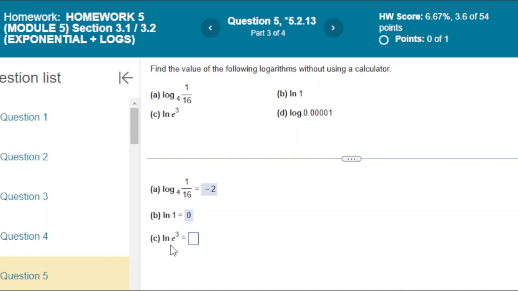Okay, what's natural log of e cubed? Well, again, there's this invisible e here. E to the what power would equal e cubed? Well, e to the 3rd equals e cubed. Right? Remember, natural log is log base e. So there's an invisible e there.